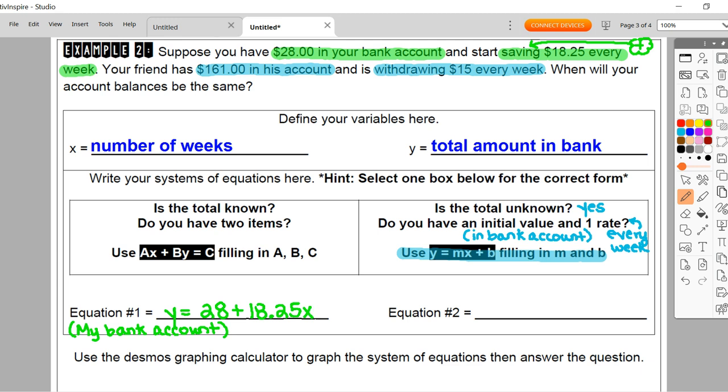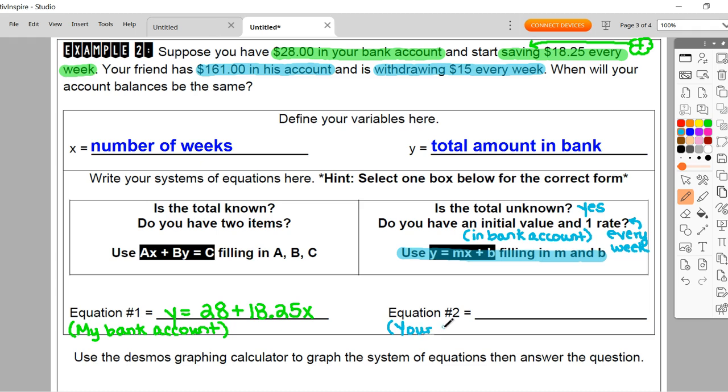Because that's each week, that's the one that's going to have the x. Because after week 1, that would be $18.25. After week 2, that would double, and so on and so forth. That's going to be my first equation. That $18.25 is actually going to be my m, which is my slope, to help get that format. For equation number 2, that's always going to be about my friend now.